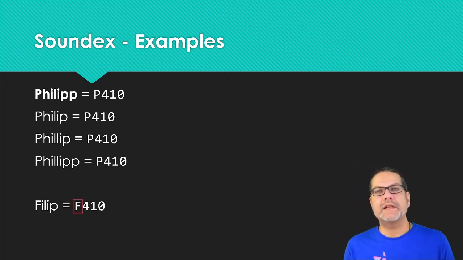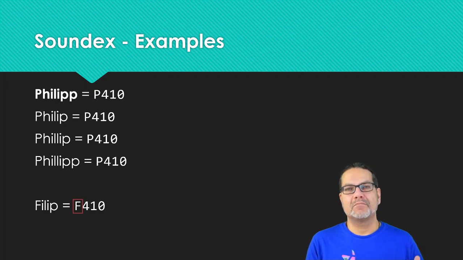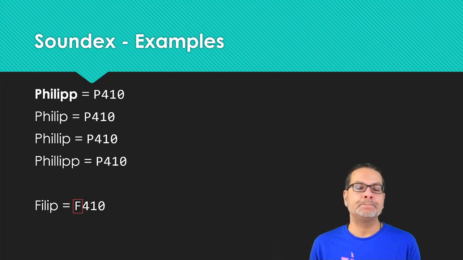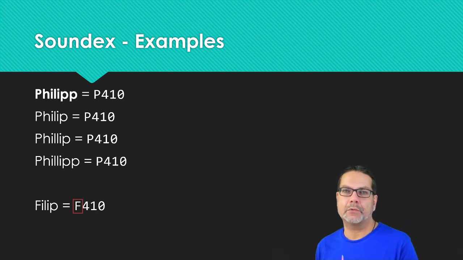But the biggest weakness of the Soundex algorithm is that initial letter. So if somebody uses the much more modern spelling of the name Philip with an F at the beginning, the Soundex algorithm will fail to find the different classical spellings of the name because the initial letter is different. And that is definitely the biggest weakness of that algorithm. But I can't do more than warn you about it.